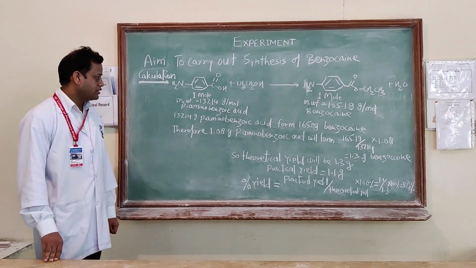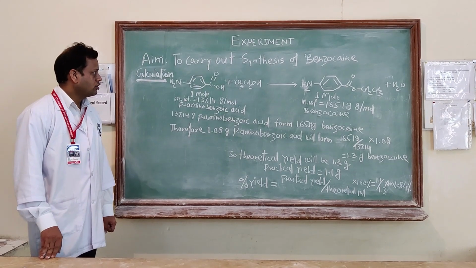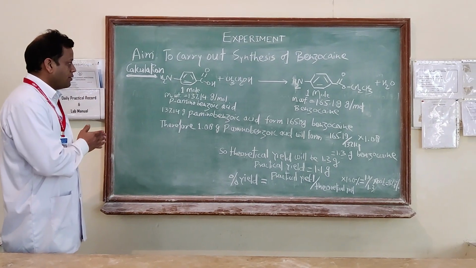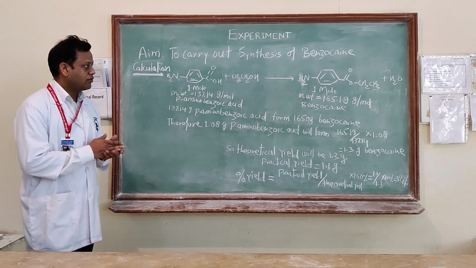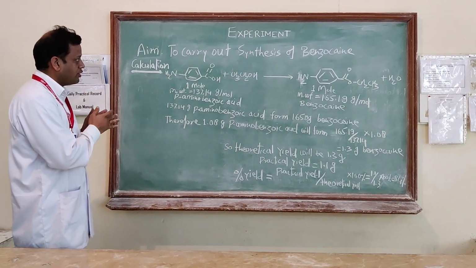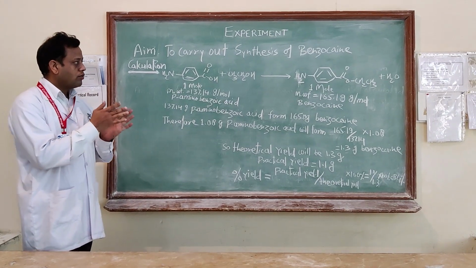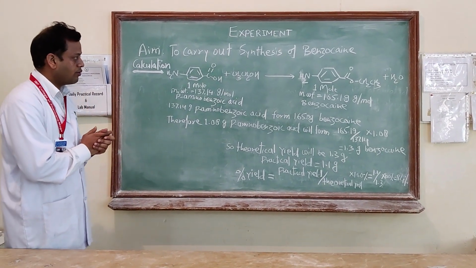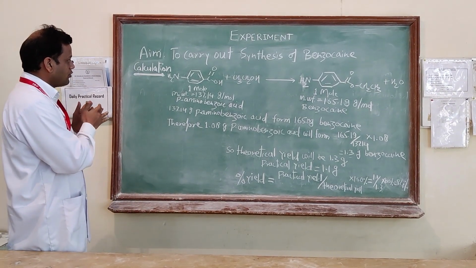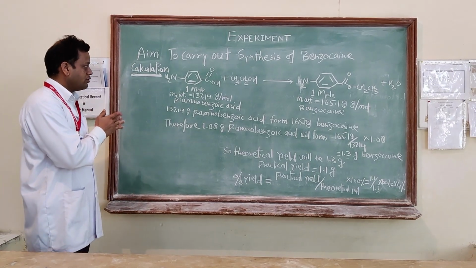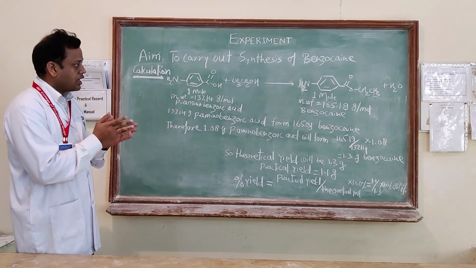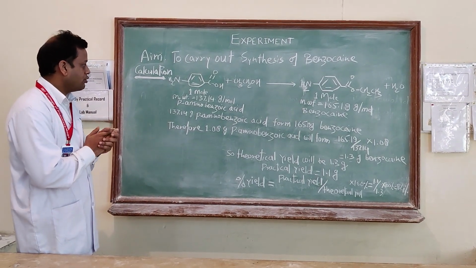Now we calculate the percentage yield of benzocaine. So firstly we go through the stoichiometric equation. Here para-aminobenzoic acid reacts with ethyl alcohol to form benzocaine. So here in this equation we can see that 1 mole of para-aminobenzoic acid is required for the synthesis of 1 mole of benzocaine. So through this equation, firstly we check the molecular weight of para-aminobenzoic acid, that is 137.14 gram per mole, and the molecular weight of benzocaine is 165.19 gram per mole.